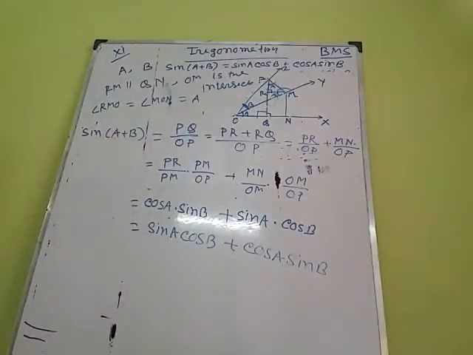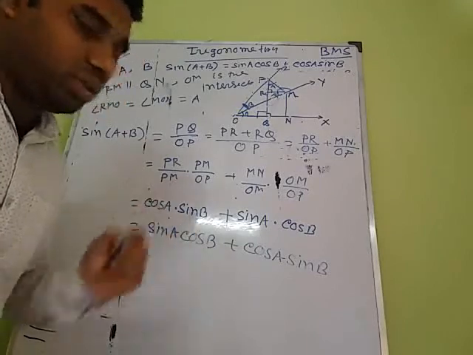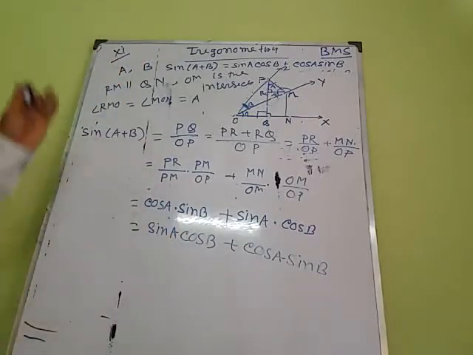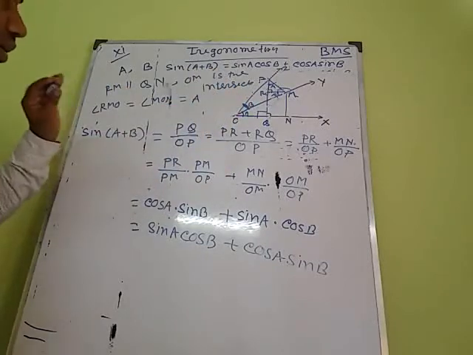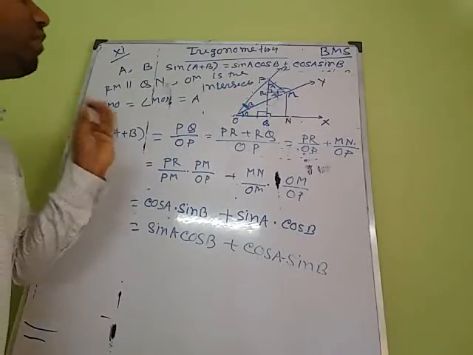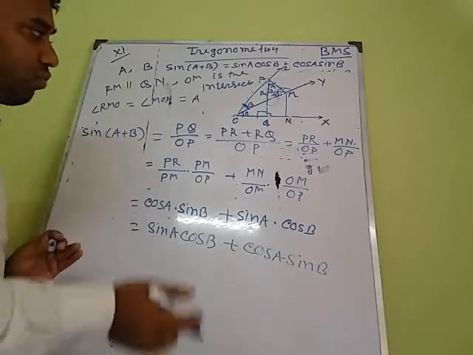This is the first identity I have proved: sin A plus B equals sin A cos B plus cos A sin B. Now regarding this figure and also the condition, we can evaluate the identity of cos A plus B. We will solve this one.